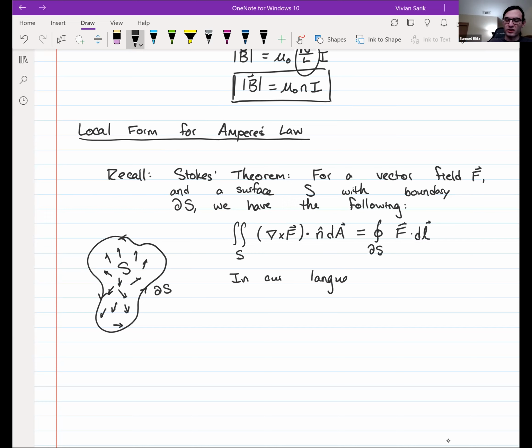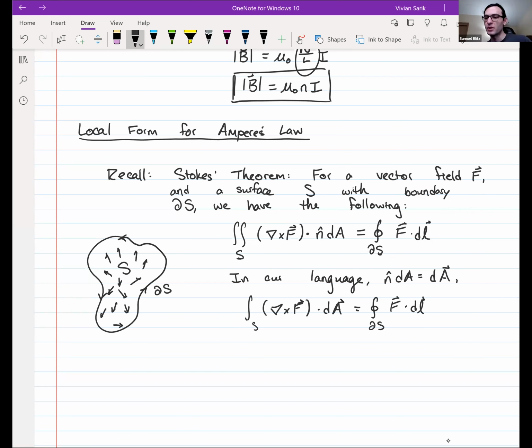So in our language, sorry, that A shouldn't have a vector over it. We say that n hat dA, we just call that dA vector. And so what we'd be left with, as we simplify some of these symbols, is the curl of F dot dA is equal to an integral over the boundary of S of F dot dl. So this is Stokes' theorem. Yeah, so we're going to plug in Ampere's law, right? Because Ampere's law is this stuff over here.